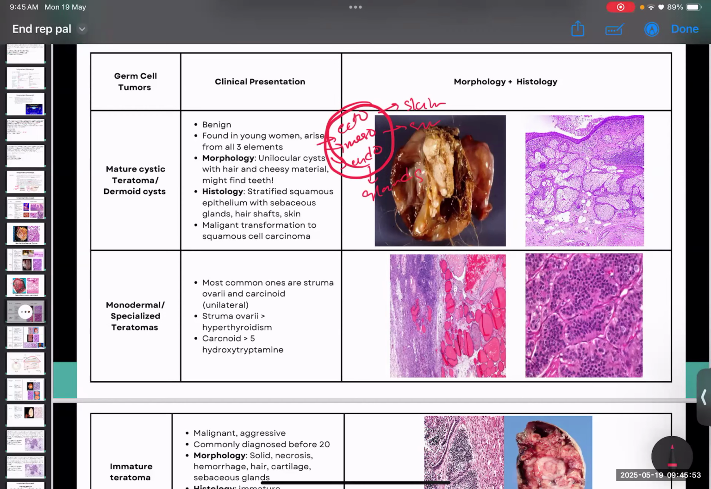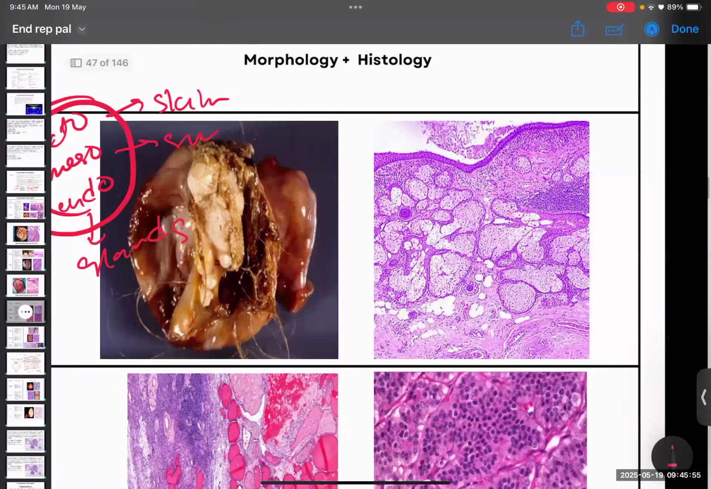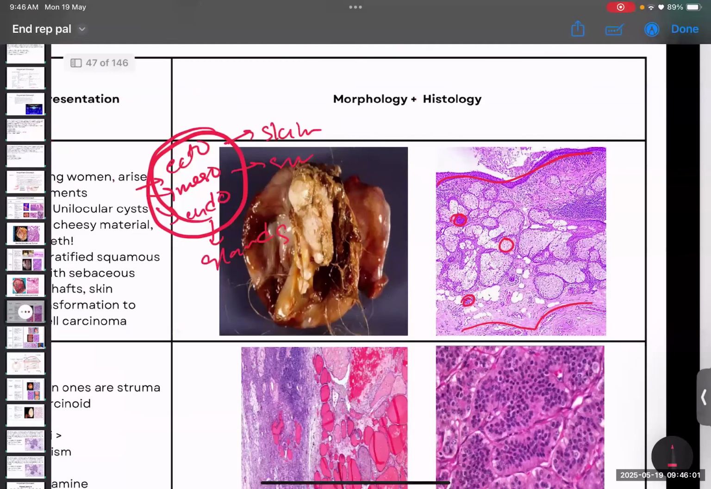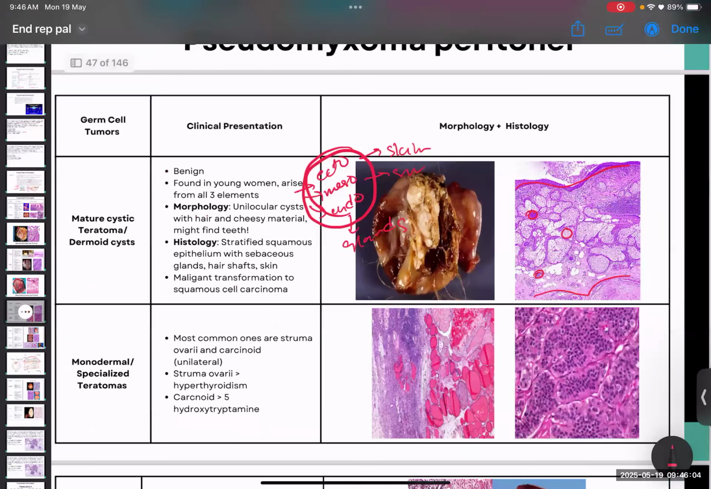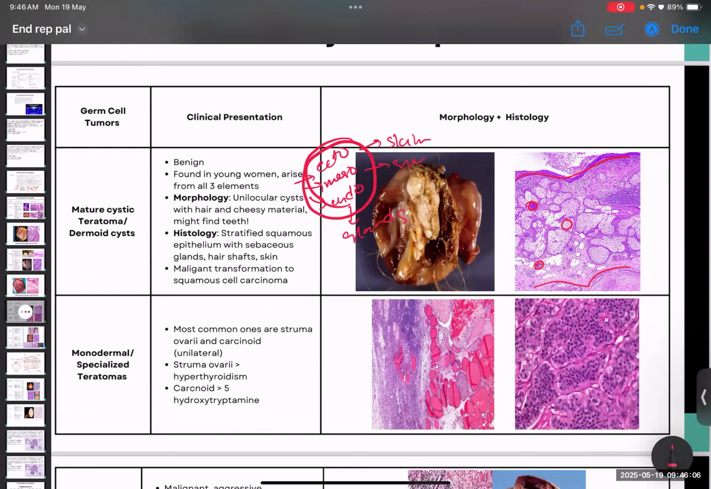This is how it looks on histo. So you have skin here, you have glands here, you have hair follicles here, you have like a smooth muscle here. So it's kind of like a mixture of everything. This does have a malignant transformation to squamous cell carcinoma, but again, that's pretty much rare.